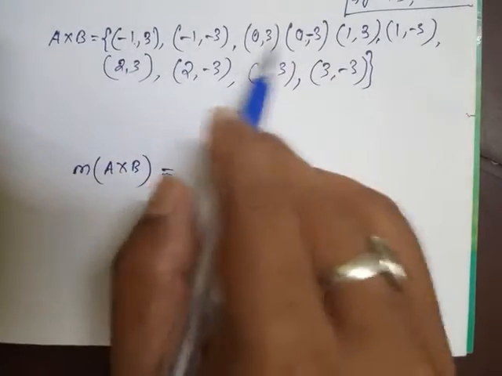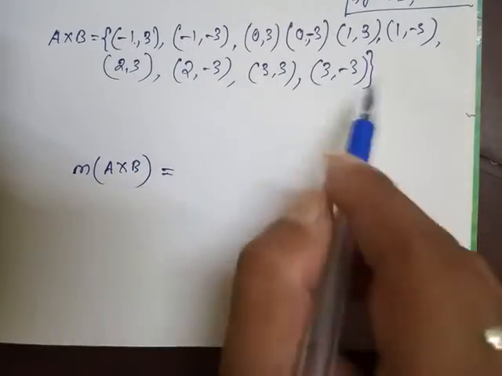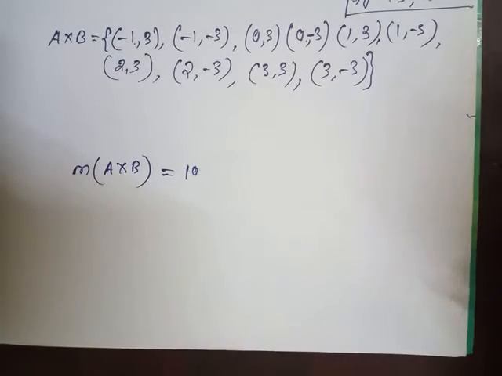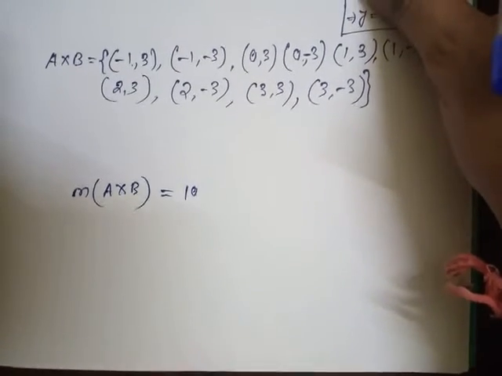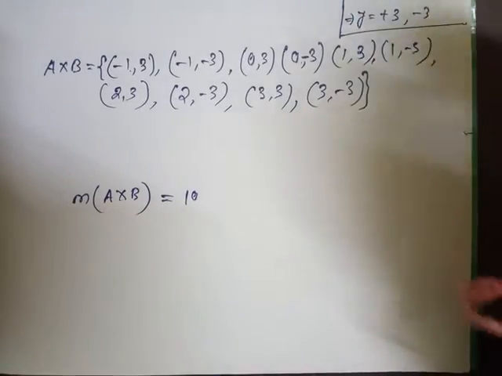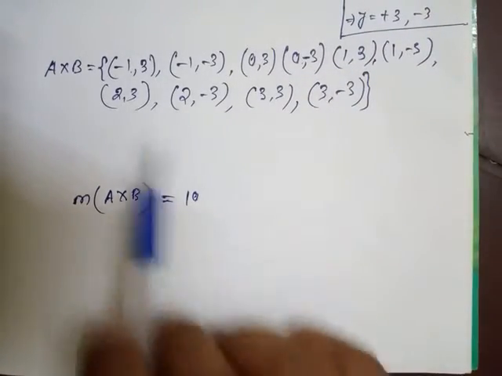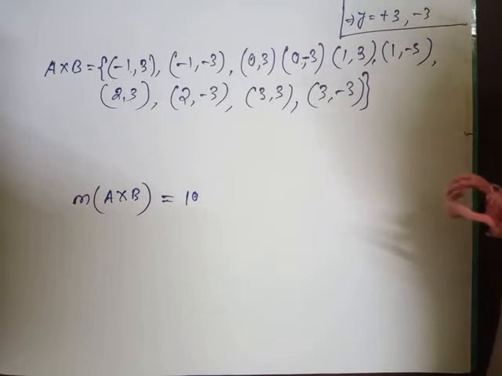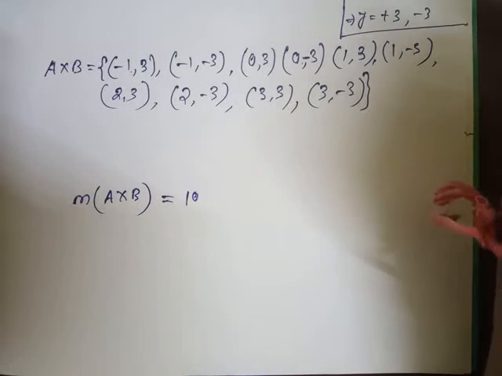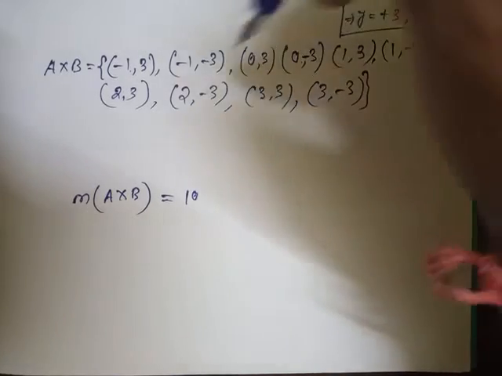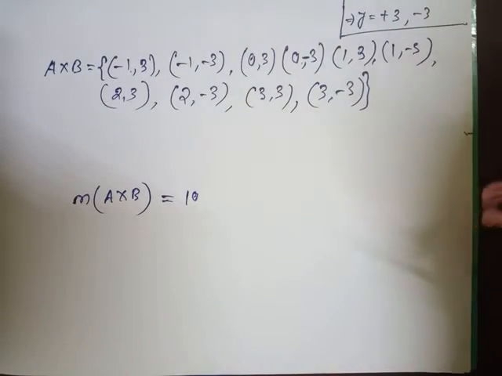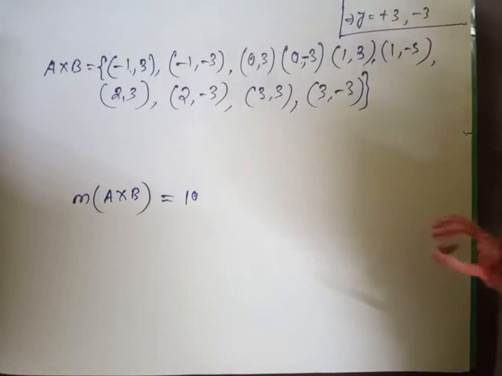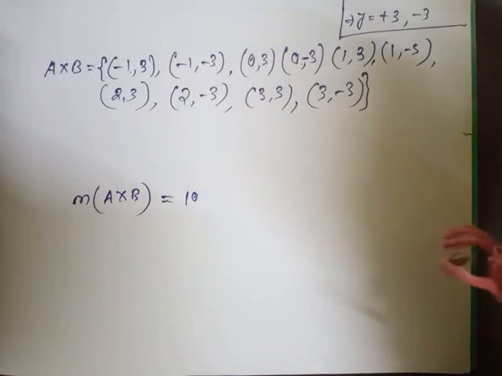Now 1 2 3 4 5 6 7 8 9 10, which means n of A product B is 10. This is the n of A product B. Now I have to plot all these coordinates into the Cartesian plane, as it is mentioned in the question to draw the graph. So I can plot these values on graph paper or on the Cartesian plane. Now let's have a look at how to plot all these values into the Cartesian plane.